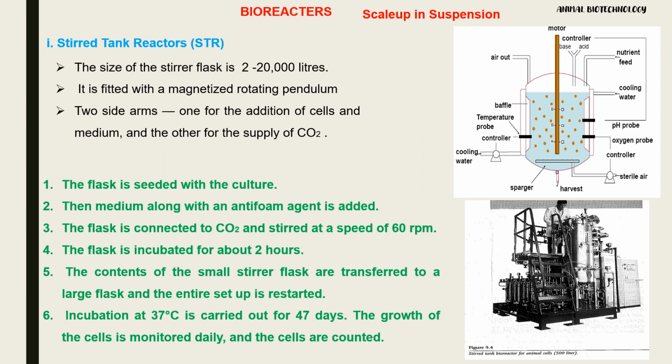Provisions or ports are provided for supply of nutrients, gases like carbon dioxide and air, and addition of cells. Probes are used to check and maintain pH, temperature, foaming, etc. For large-scale cultures, the culture is started from a small flask culture. STRs have been successfully used for production of vaccines and monoclonal antibodies.